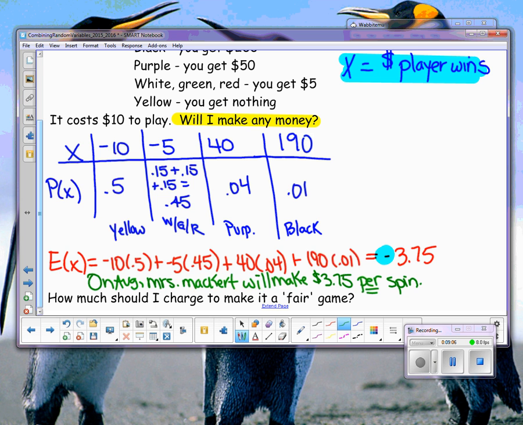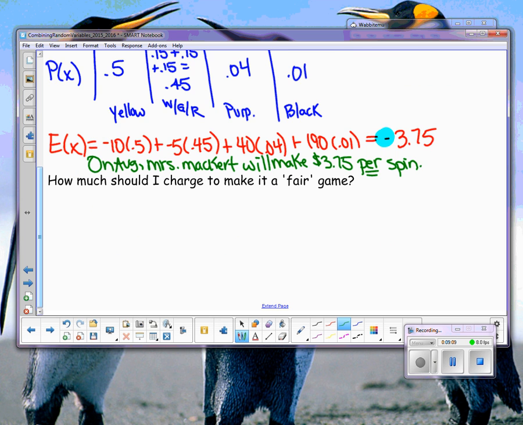Here's a different question. How much should I charge? Let's say that I'm feeling really guilty about taking my students' money. It's probably not appropriate. Maybe I'll get fired. Maybe that's a bad idea. Of course, I'm being facetious. But how much would I need to charge in order for it to be a fair game? This means that I'm really not trying to make any money. No, you wouldn't play for free. I'm still going to pay out money to some people.